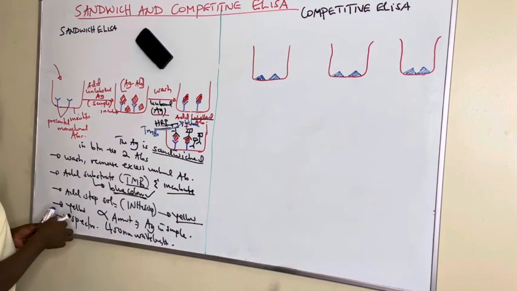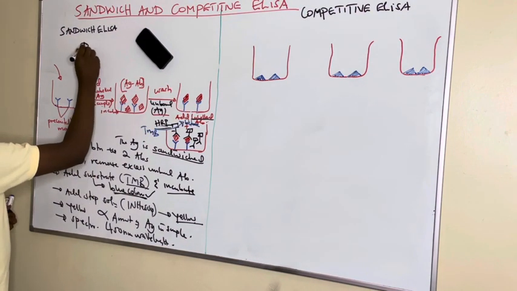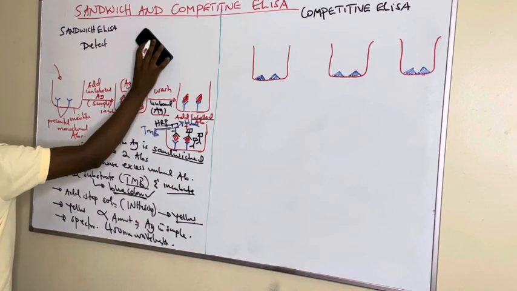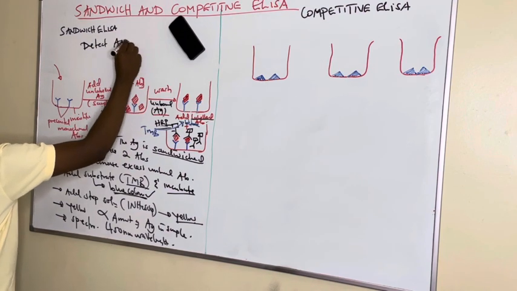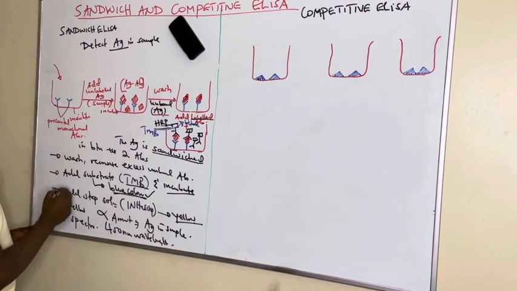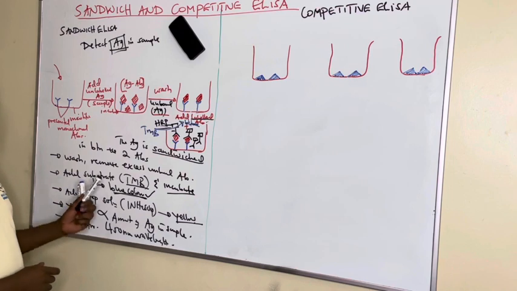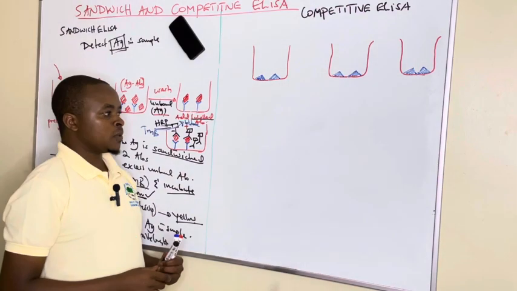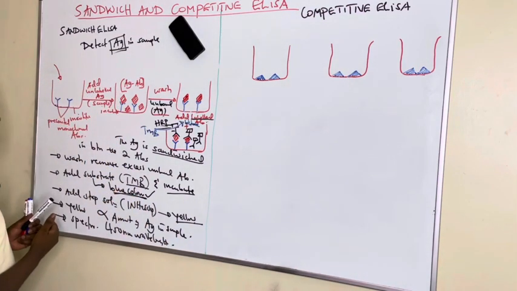As we know, this sandwich ELISA is used to detect antigen in the sample. So it detects the antigen, and it is the most specific and sensitive type of ELISA. So this is what we can talk about with sandwich.